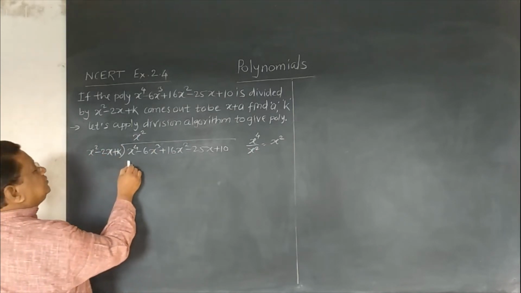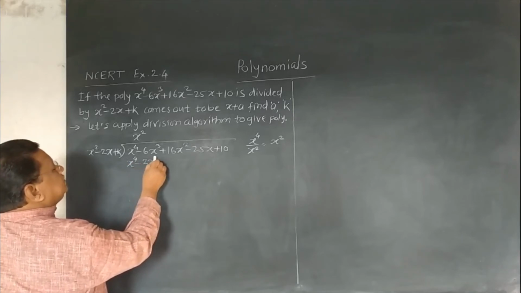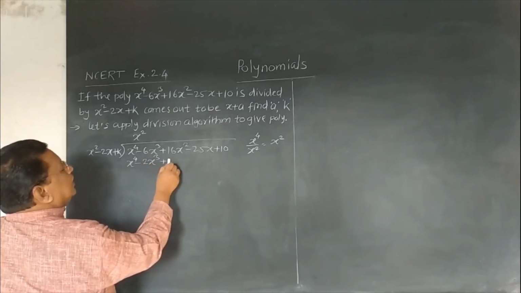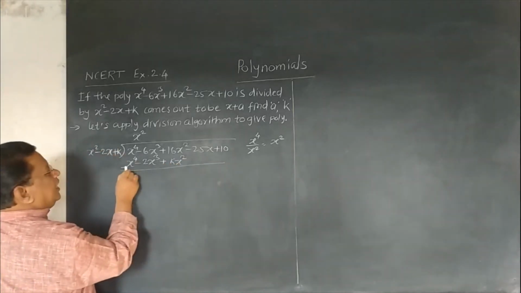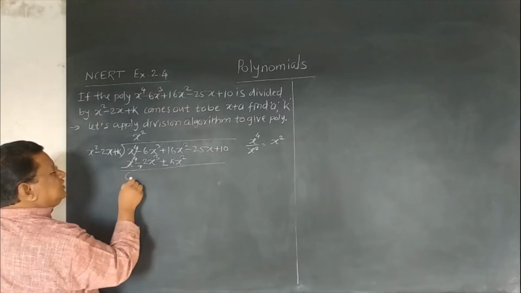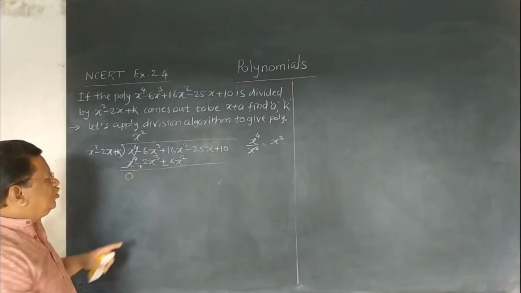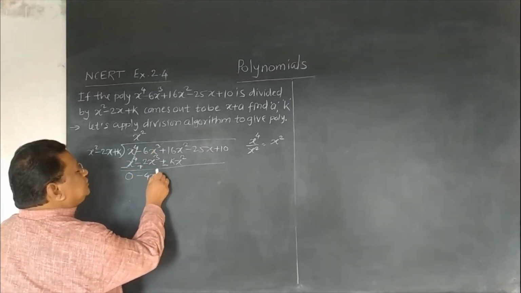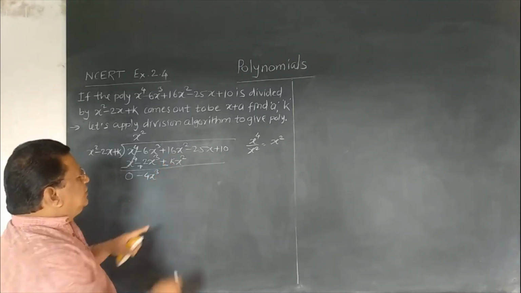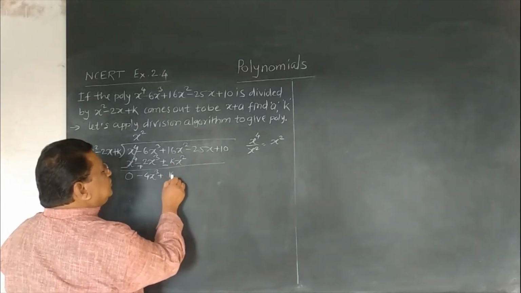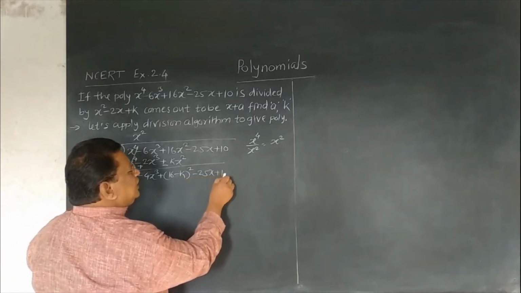So what? x raised to 4 minus 2x cube plus kx square. Now change the sign, minus plus minus. This is cancelled, but there but 0. Minus 6x cube plus 2x cube, that is minus 4x cube. 16x square minus kx square, that is plus 16 minus k x square minus 25x plus 10.